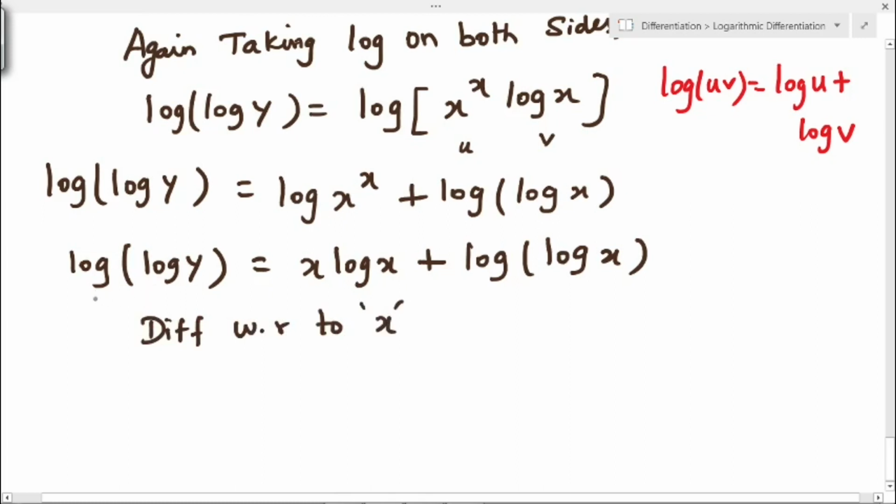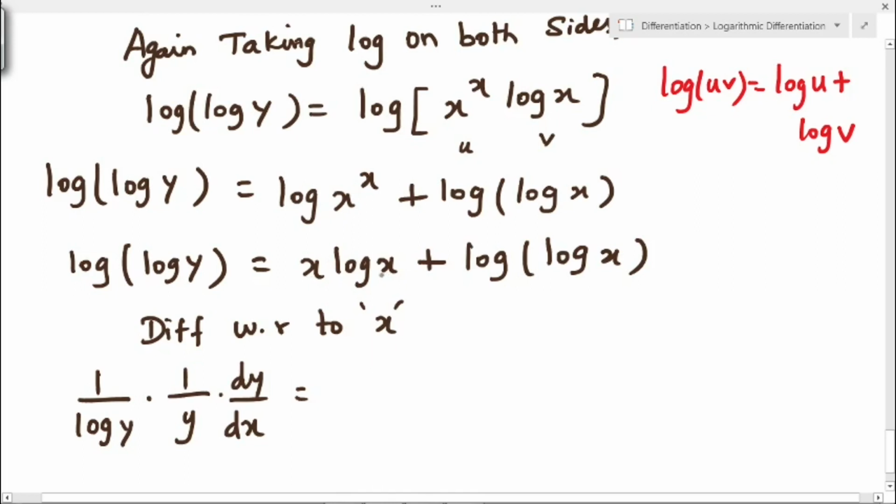On the left hand side, that is log of log y. First, the log differentiation: what is the differentiation of log x? 1 by x. Here we have log of log y, so that is 1 by log y into the differentiation of the second log term, log y. Log y differentiation is 1 by y into the differentiation of y, which is dy by dx. Next we move on to the right hand side.